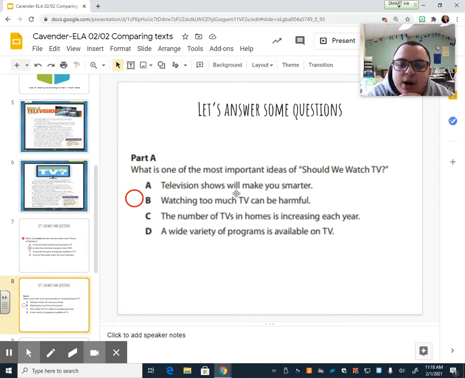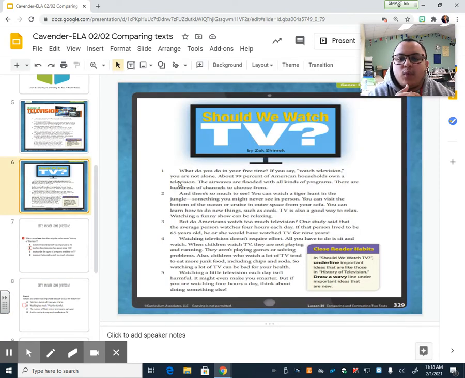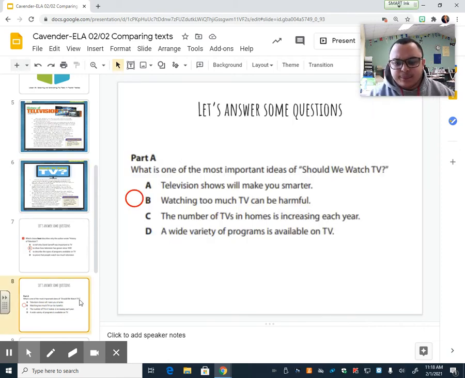Is it B, watching too much TV can be harmful? Well, it tells us that when kids are watching TV, they're not running around. But it also tells us when kids are watching TV, they probably eat more chips and soda, and that it can be bad for your health. And if you live to be 65 years old and you watch TV for 4 hours a day, you'll have watched TV for 9 years of your whole life.